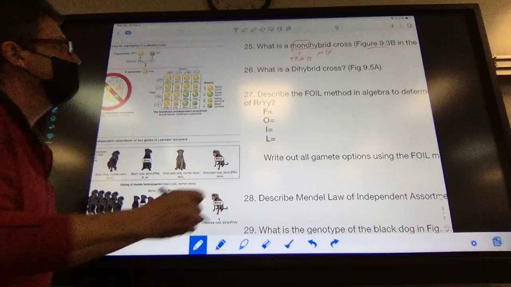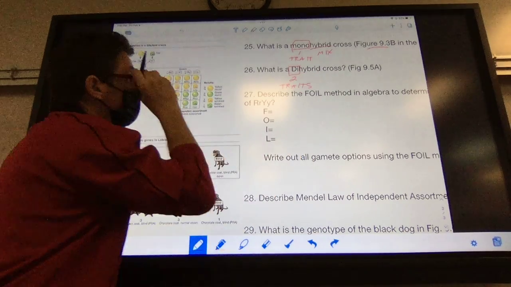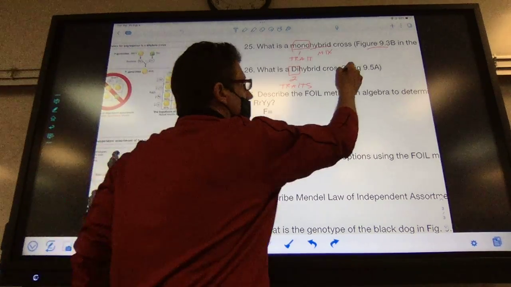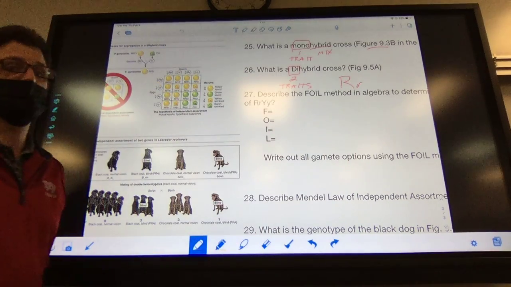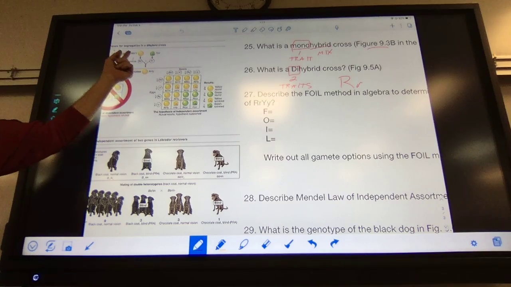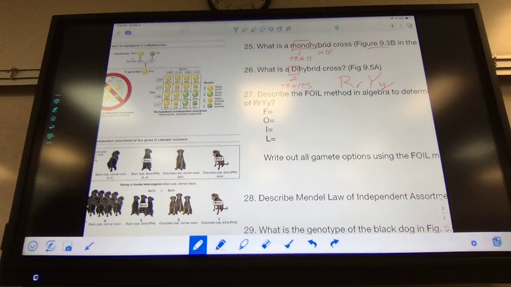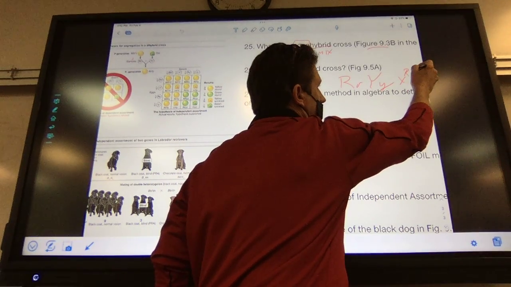Now 26 says di. That's two different traits. Figure 9.5a right here. We have R's. Capital R is round. Lowercase letter r is wrinkled, the recessive gene. Then we have capital Y, which is yellow, and lowercase y, which is green. Do you see that this is now a dihybrid? And if it's a dihybrid cross, you're crossing it with another dihybrid. And so you would cross that with another one like that.